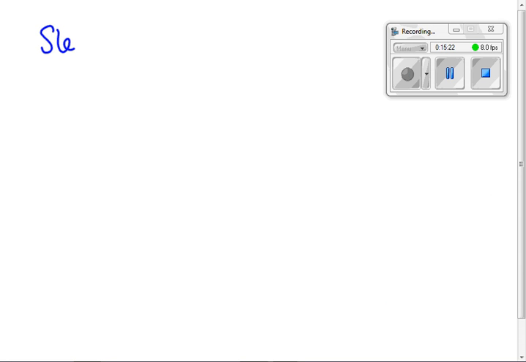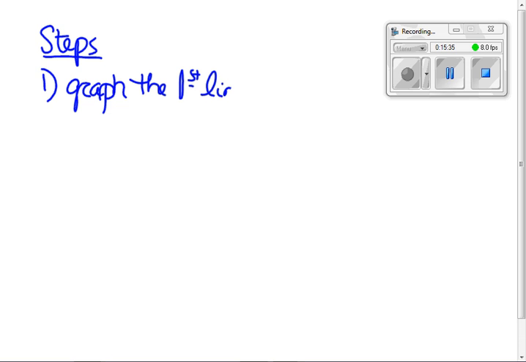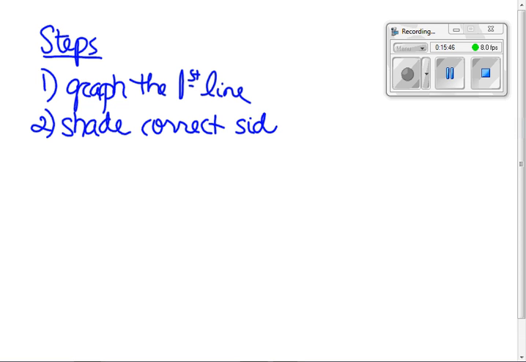So here, if you want steps, you can write these on your notes. Graph the first line. Now, do you want to shade right away? Okay, if you do, then you shade the correct side lightly. Use the arrows. Then you don't have to do light. Shade the correct side with arrows. Now, it's dotted if it's less than or greater than, because that means it's not including the line. And it's solid if it's greater than or equal to.